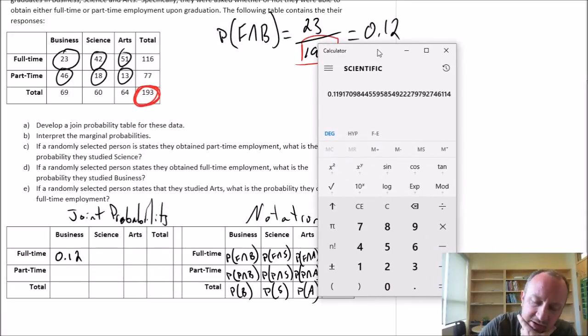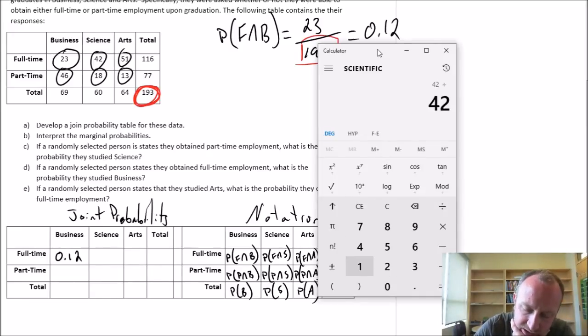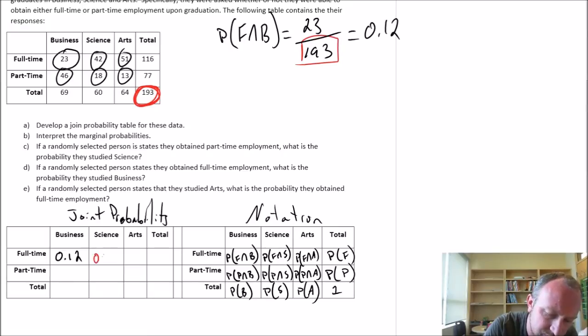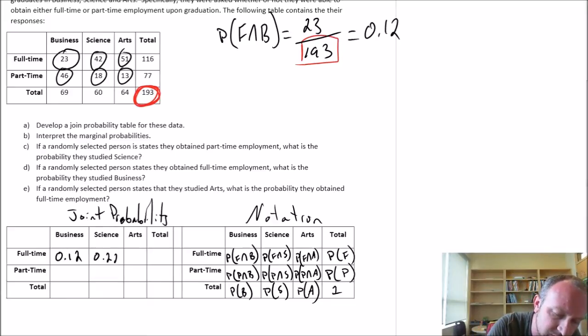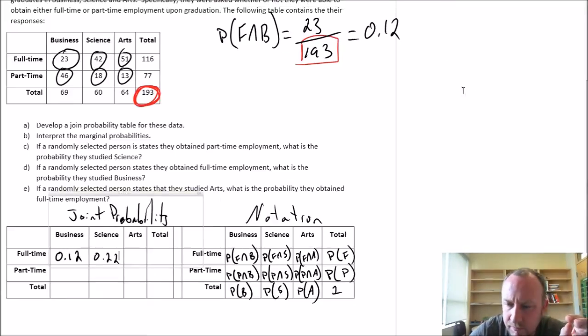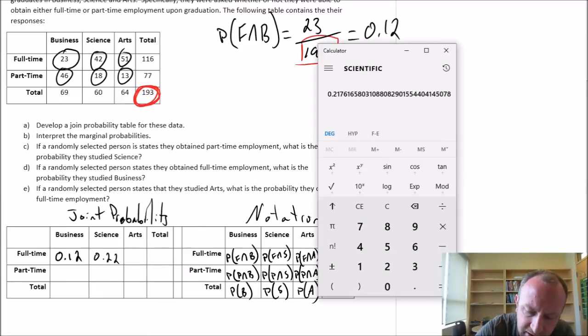So let's continue on the full-time category. So the next is science. I have 42 science students out of the 193. That's full-time science students. That's 0.22. Next, I have 51 art students who obtained full-time employment out of 193. That's 0.26.